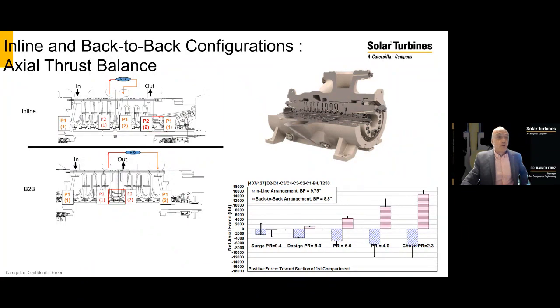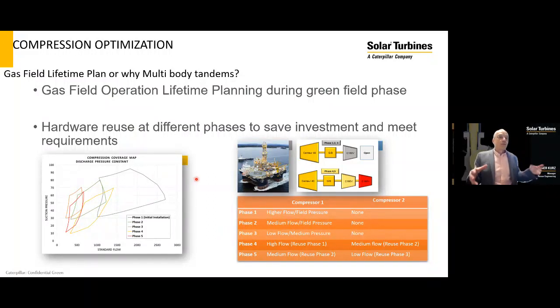The other thing is, of course, when you look into situations where you have, for example, gas fields with declining suction pressure, there are often advantages actually having multi-bodies, because you can initially, for the lower pressure ratios, run a single machine, and then when the suction pressure drops and the pressure ratio goes up, you add a second body.